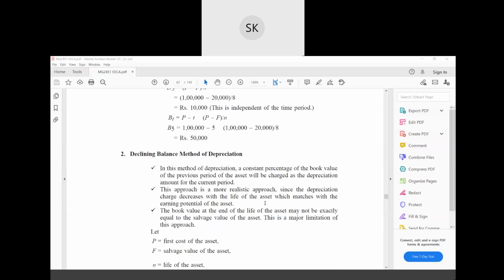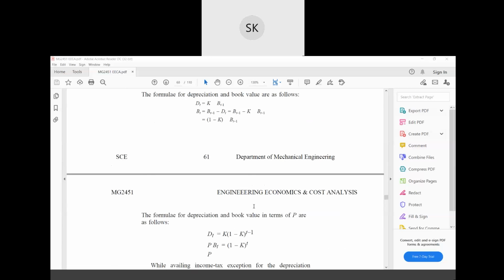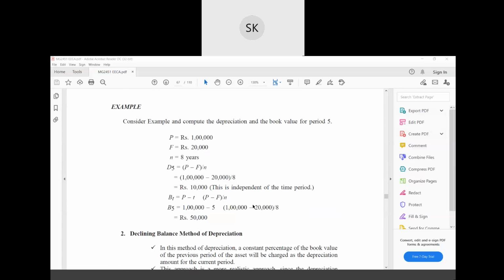Now the declining balance method of depreciation. This method we'll study in the next class. Okay.